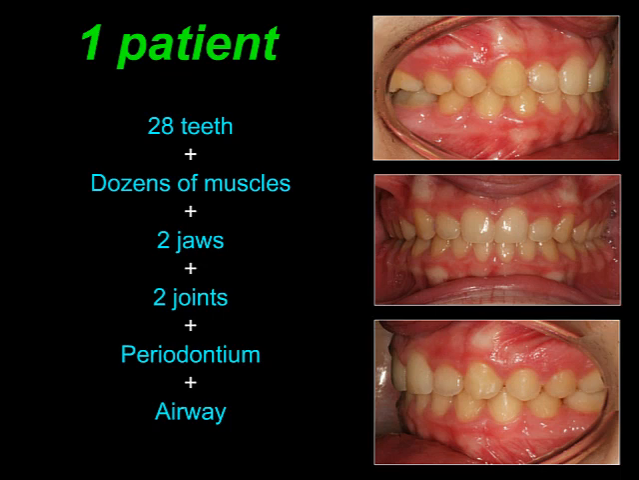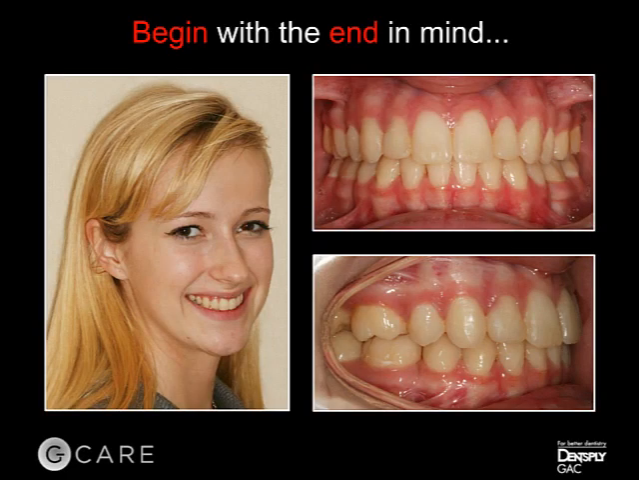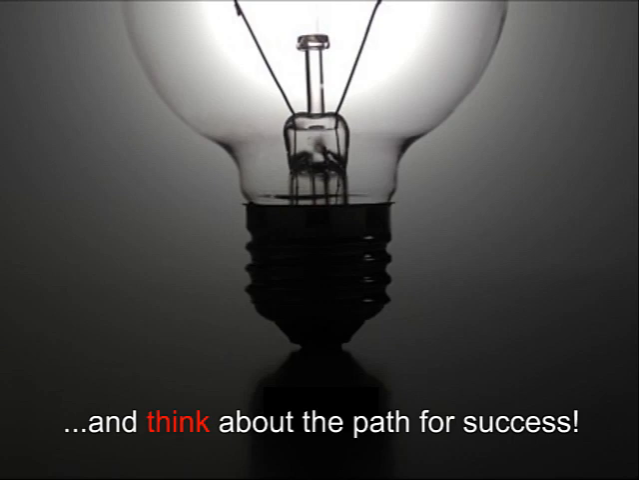So we have to always keep this in mind, even though today we're just going to be talking about really just the jaws, and specifically the jaws just in the transverse dimension. So in order to do this, we have to think about what we are hoping to achieve. And unless we can fully envision what our final result looks like, it's going to be really hard for us to take the initial patient and move them towards that final result. So we always have to be able to think, what is my end result supposed to look like? How do we begin with the end in mind? And once we do that, now we can start thinking about the path for success in order to obtain those results for our patients.